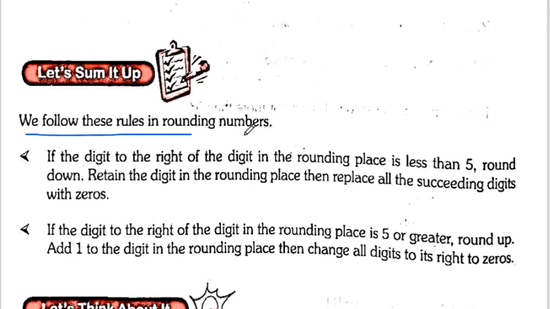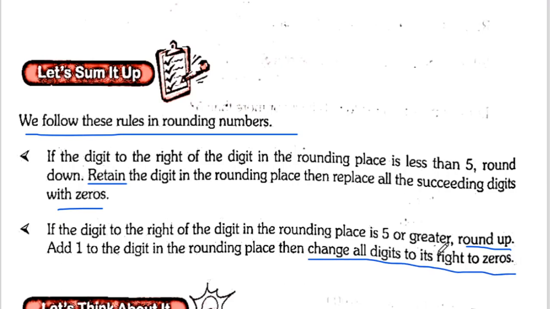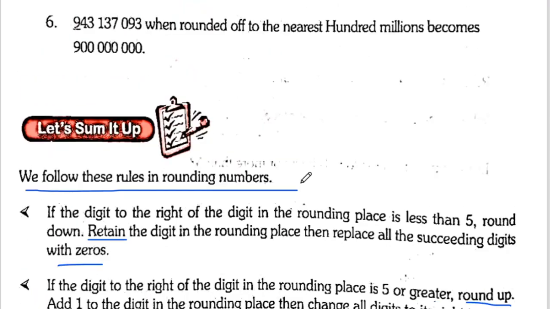Follow these rules in rounding numbers. If the digit to the right of the digit in the rounding place is less than 5, round down or just retain the digit in the rounding place. Then replace all the succeeding digits with zeros. But if the digit to the right of the rounding place is 5 or greater than 5, then round up by adding 1 to the digit in the rounding place. Then change all digits to its right to zeros. So these are our rules.